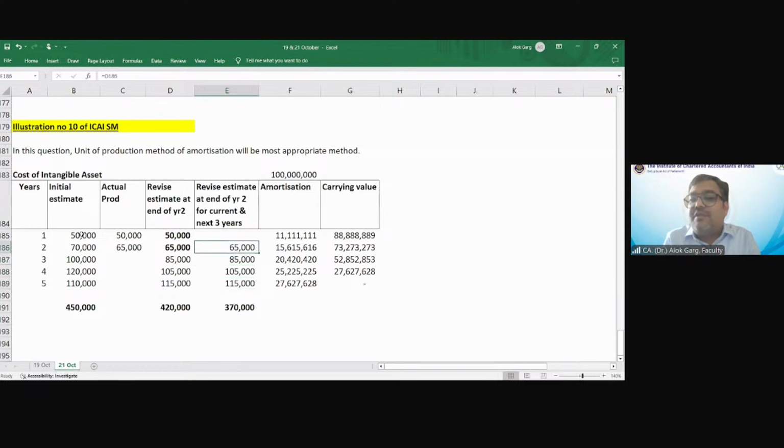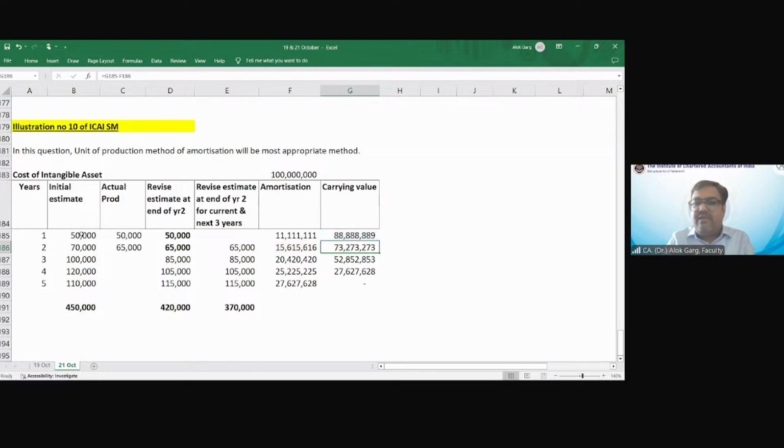3,70,000. What is the carrying value at the end of the first year and in the beginning of the second year? 888,889. So how will I depreciate? Simple. Whatever is the closing balance in the first year, this number has to be depreciated over the next 4 years. Multiply by this, divide by this. As simple as that. Correct? Correct. Now the carrying value is opening minus depreciation.